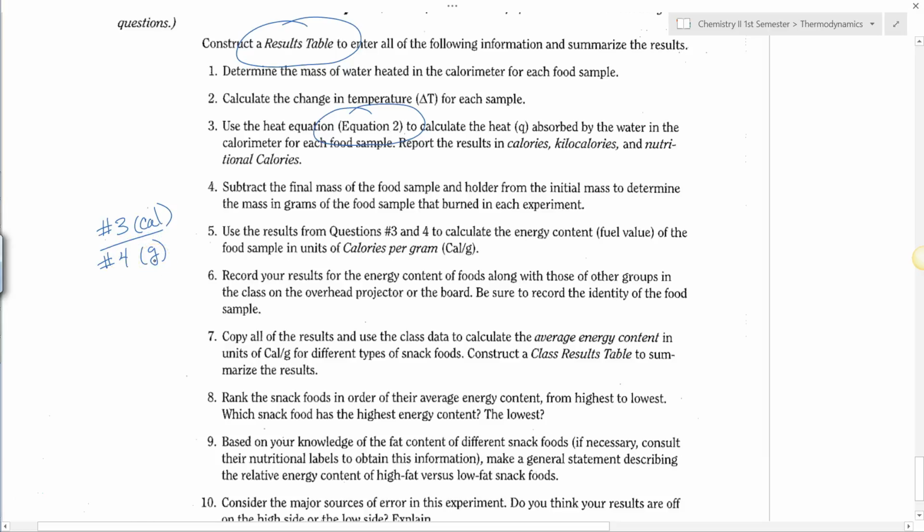The idea being that you're going to get your calories per gram. Again, show your work one time, record the results in the table for the other one as well. Moving on to question number 6, it tells you that you need to put your data into a class data table, and it says overhead projector on the board.